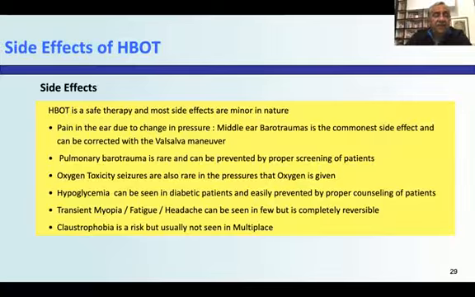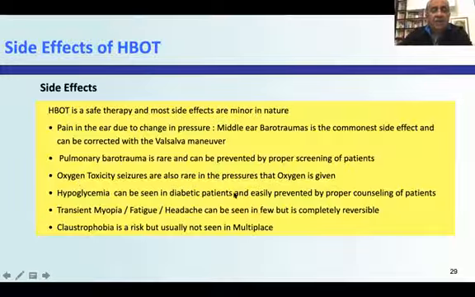Side effects: it's a safe therapy and most side effects are minor in nature. Pain in the ear, like what happens sometimes when you are traveling by air and your eustachian tube is blocked, is one of the commonest side effects. Pulmonary barotrauma and oxygen toxicity seizures are very rare and barely seen in practice.